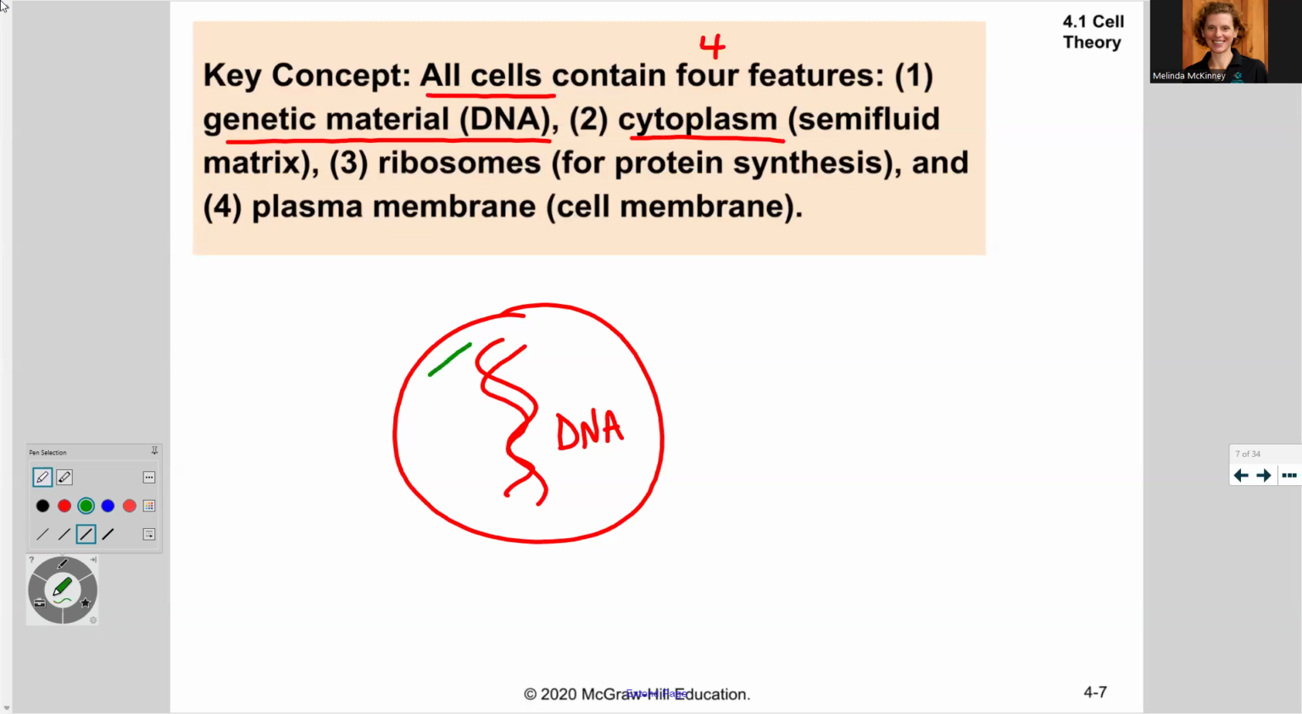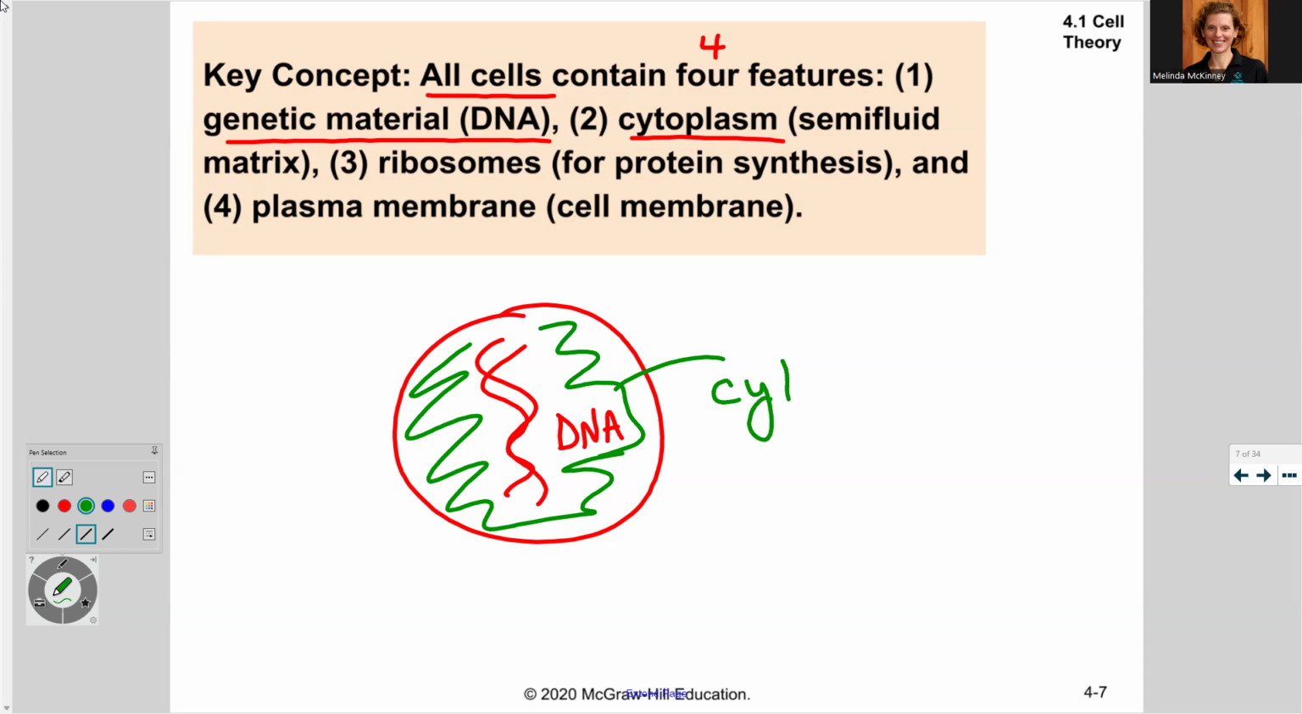Number 2 is that every cell has a substance in it called cytoplasm. That's basically this kind of jelly-like matrix that surrounds the other contents in the cell. And that's cyto, cyto means cell, and then plasm, kind of like a plasma. So that's number 2.